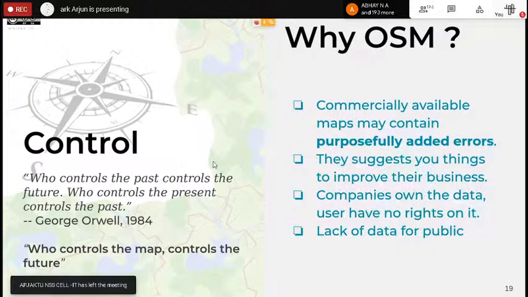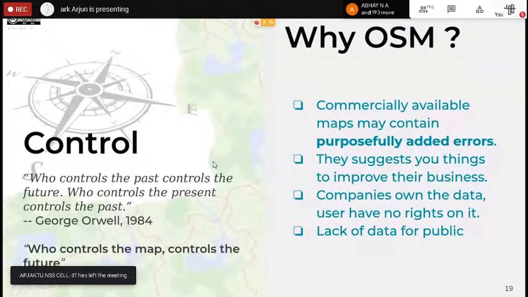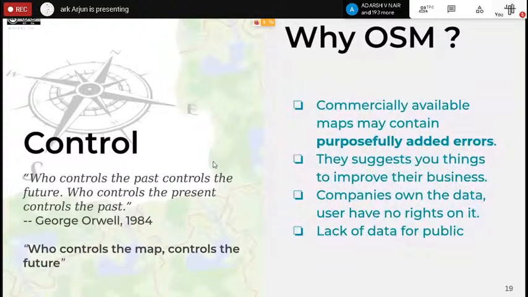They suggest things to improve their business, not thinking of your easiness. Companies own the data and not the user. The user has no rights on the data, even if the user has contributed to it. The data is not available to the public other than for seeing.